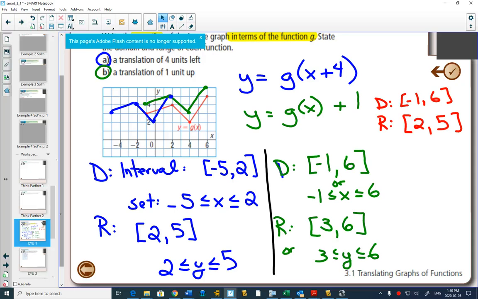You notice your range didn't change? Why? Because you're moving it left and right. Your y's aren't changing. But your domain did change. Could you go down 4 from here and down 4 from there? Probably, but it might involve a little bit more thinking or a different kind of thinking. So these are the kind of questions we do, but then I could take away different things. I could hide the graph. Could you still do it?